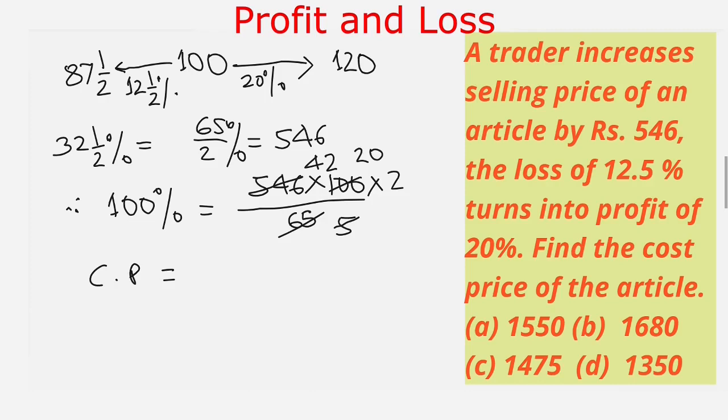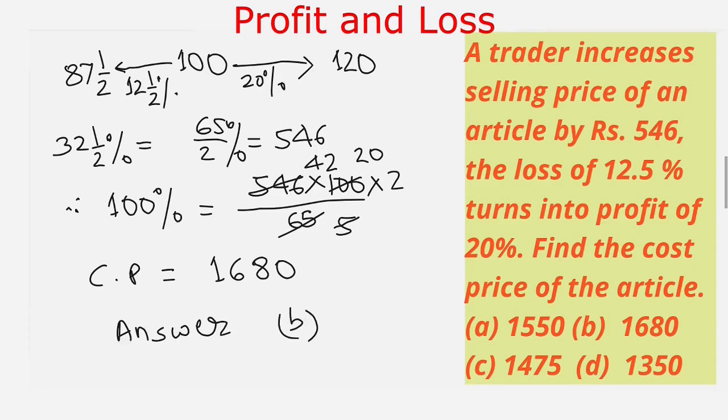Thus our cost price is equal to 42 multiplied by 20 multiplied by 2, or 42 multiplied by 40. 40 multiplied by 40 is 1600, and 2 multiplied by 40 is 80. So this is 1680. And from the given options, our answer is option B.